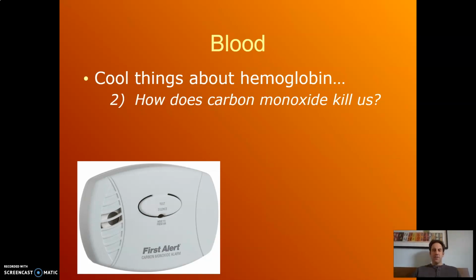Another cool thing, how does carbon monoxide kill us? Well, carbon monoxide is a colorless, odorless gas. It can be produced as a waste product of your furnaces and things like that. Cars produce carbon monoxide, and so there's systems in place to kind of exhaust that stuff outside your house and make sure it doesn't kill you. If there is something wrong with your furnace, like a leak of some kind, then that carbon monoxide might start to build up in a basement.